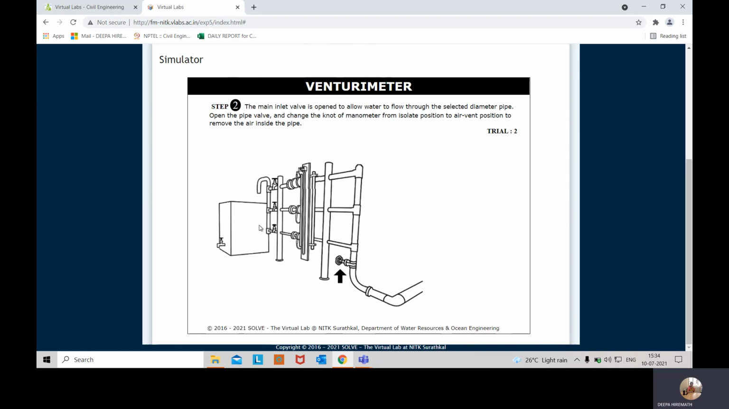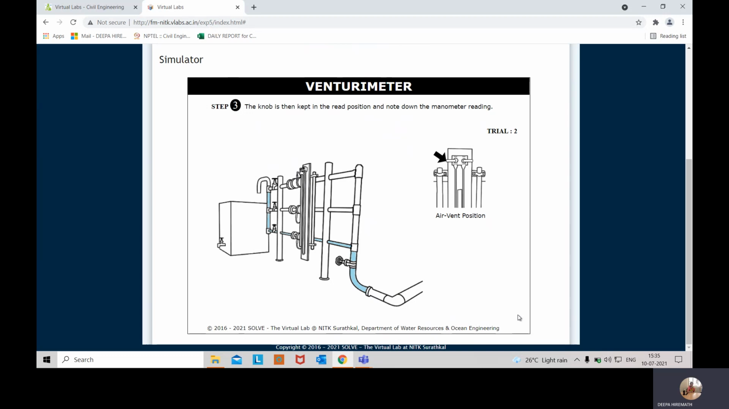In the same way, we are going to do trial 2. I am going to open the main inlet valve. Then water is allowed to flow here. And I'm opening this valve. And also here I'm going to open the knot and make it go from isolated position to air vent position. Next I'm going to make it the read position. So now the manometer will be reading.